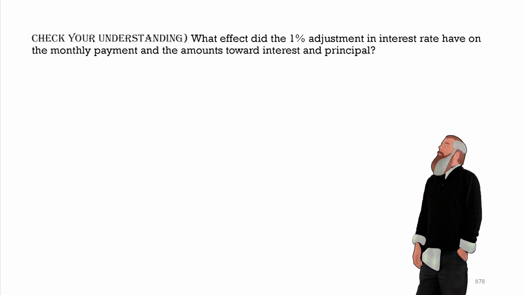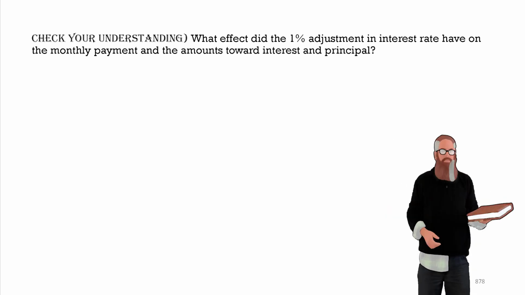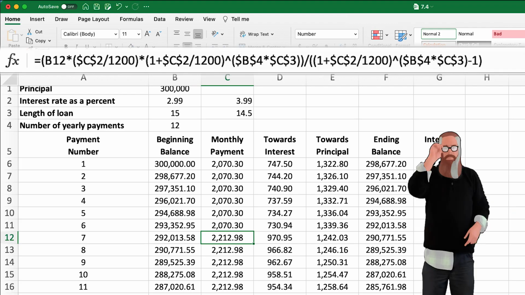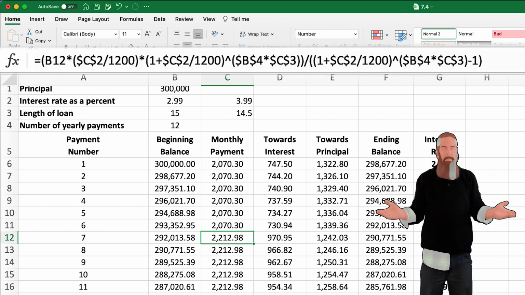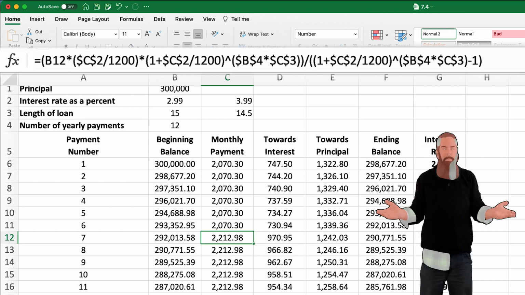Let's check our understanding. What effect did the 1% adjustment in interest have on the monthly payment and the amount towards interest and principal? We can see in the command bar the changes that have been made to the C12 cell. So the monthly payment increased by $142.68. The amount towards interest increased and the amount towards principal decreased.